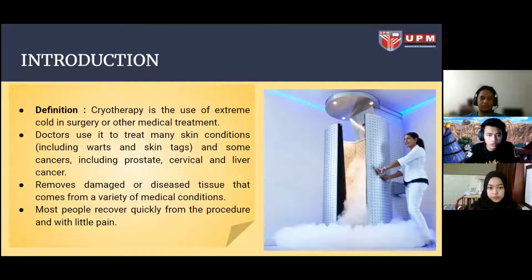Basically, it is used to treat many skin conditions and some cancers such as prostate, cervical, and liver cancer. It also can remove damaged or diseased tissue that comes from a variety of medical conditions. As for the side effects of cryotherapy, most people can recover quickly from the procedure and have only a little pain.